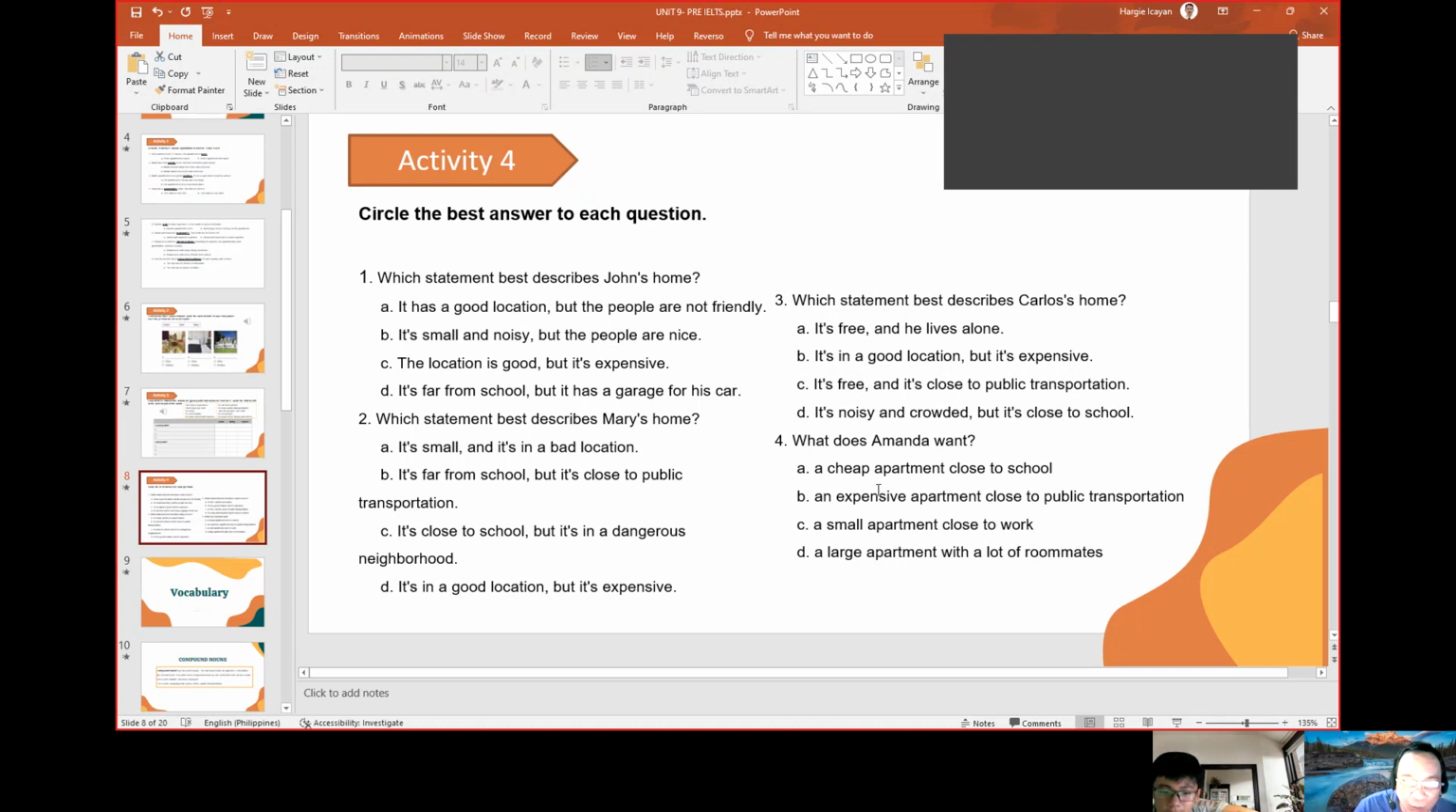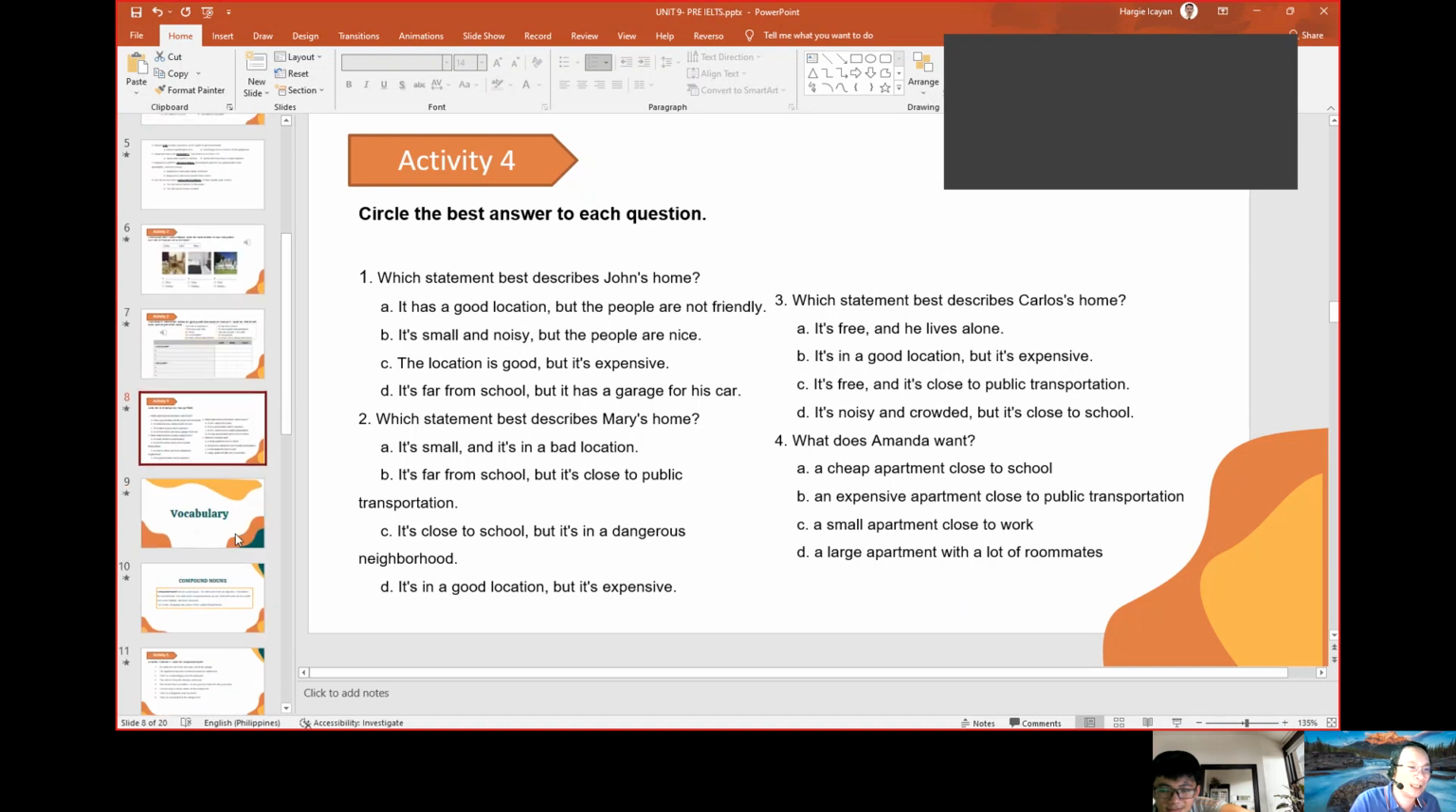Now, look at this one. A cheap apartment close to the school. Of course, we do not use the but in here. We do not use the and in here because it's just one statement or one clause alone. That's why: a cheap apartment close to school. Did you get it now, Koi? Yeah, very good.